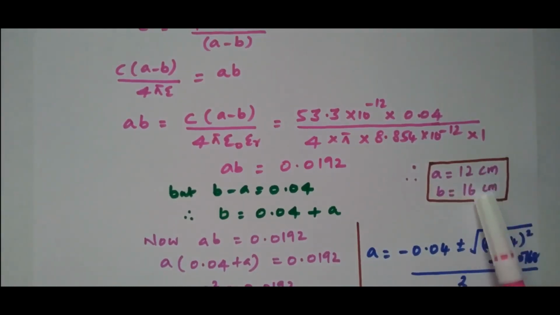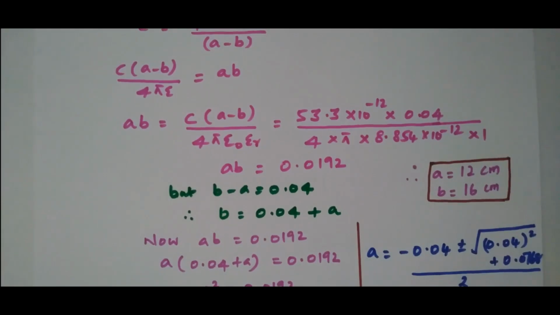See, the difference between these two is nothing but 4 centimeter. So the value that we calculated is correct. Right? So we calculated the radius of the inner sphere and the radius of the outer sphere.